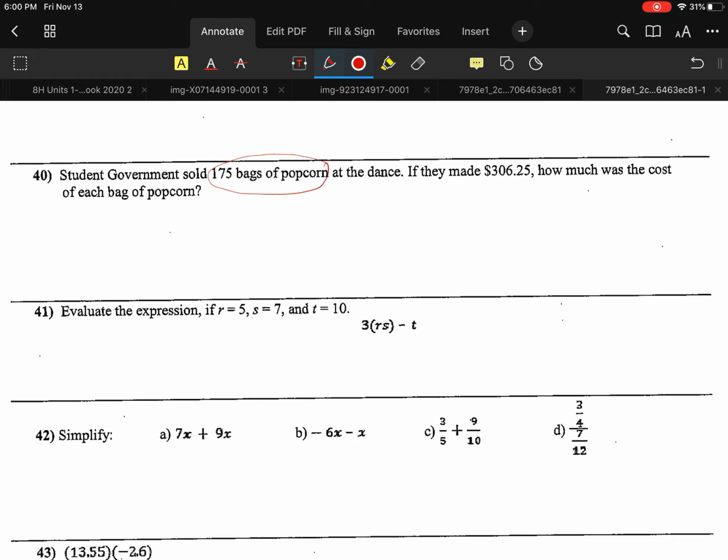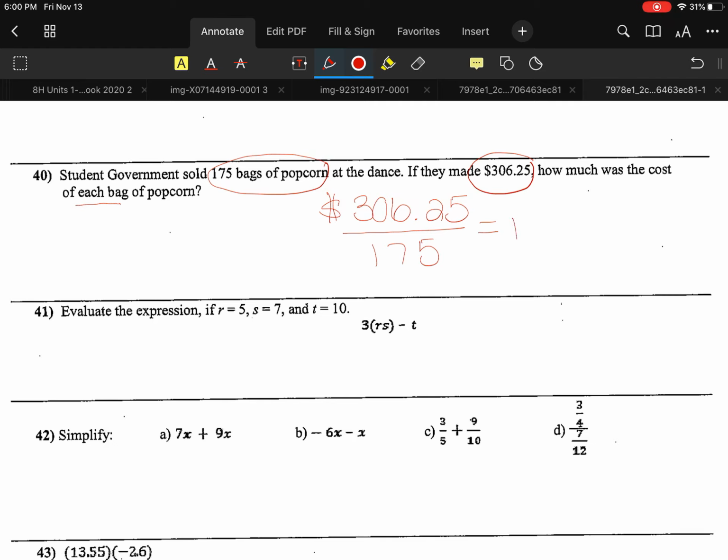Student government sold 175 bags of popcorn at the dance. If they made $306.25, how much was the cost of each bag? I'm giving you the total amount of money, and I'm asking you how much each one is. So since we're giving you the total, you're going to divide. It's always money divided by how many of each item.